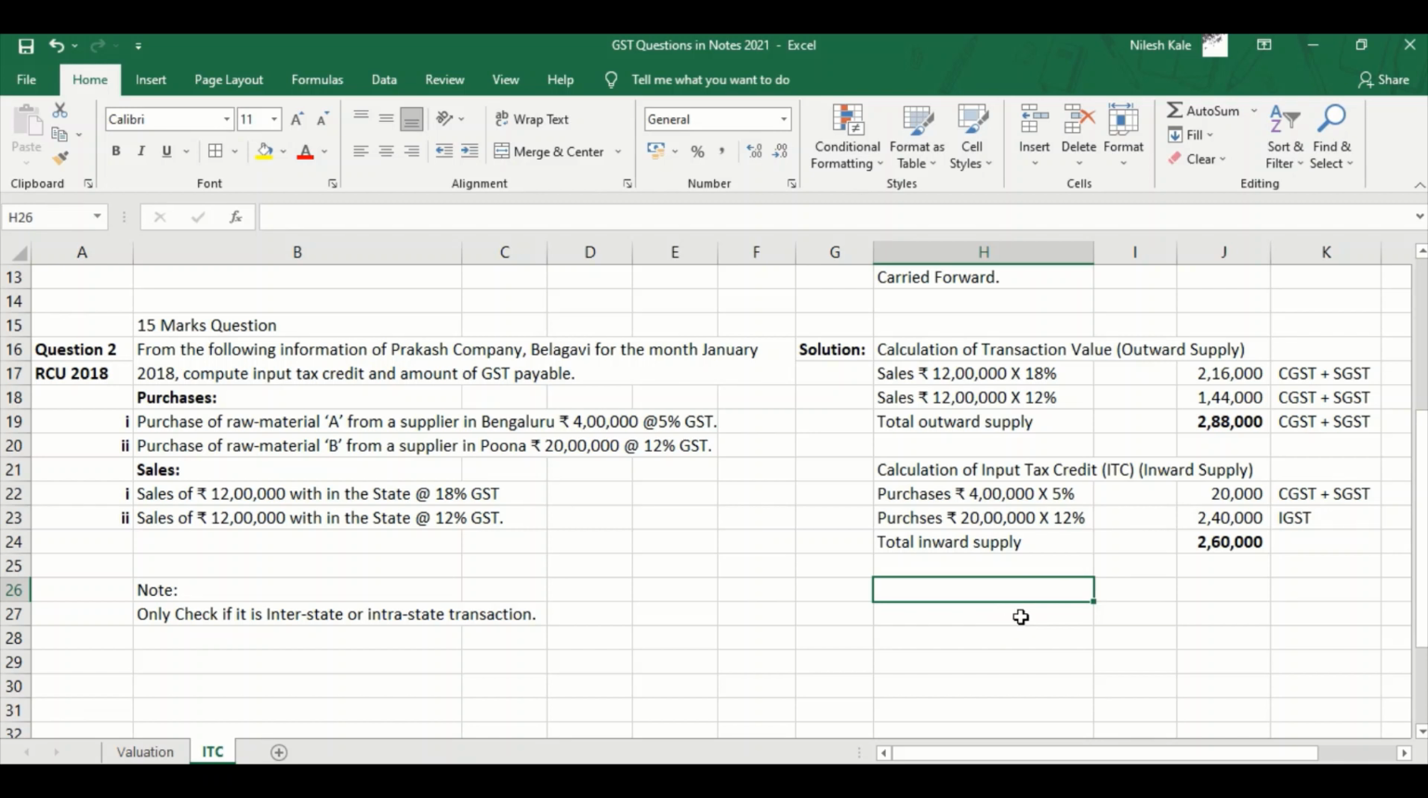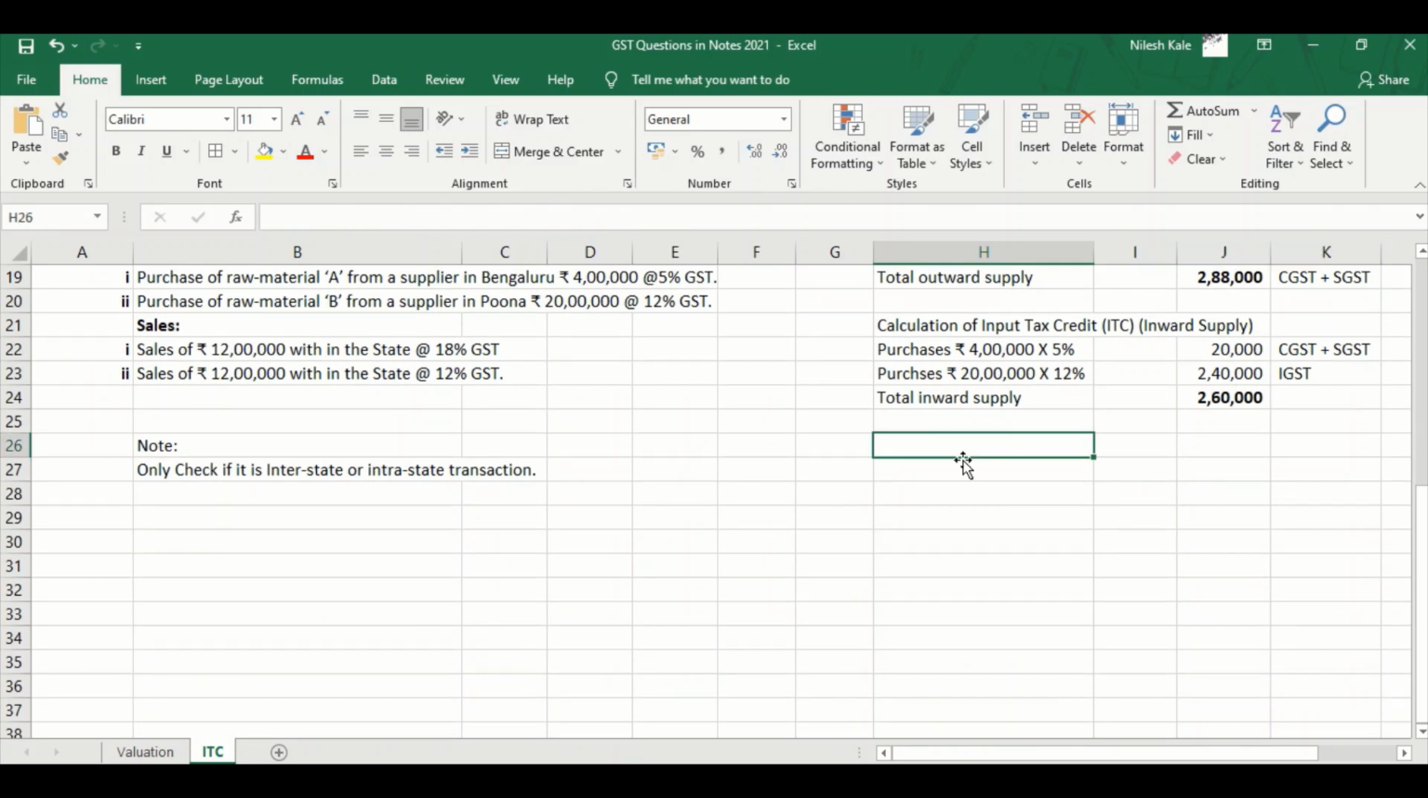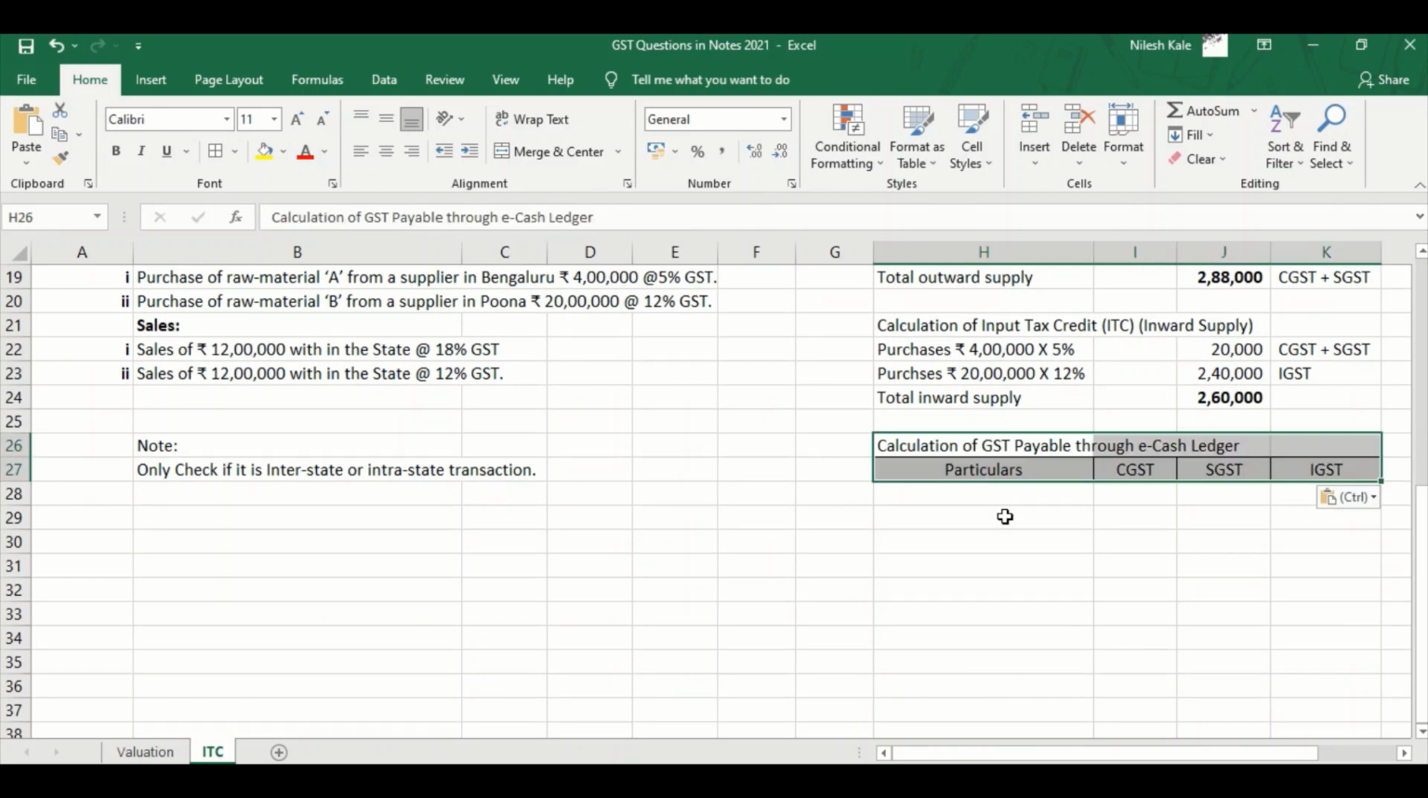And third step is, we have got inward supply, we have got outward supply. Outward minus ITC is equal to total GST payable. Look at this formula. GST payable equals outward tax liability minus input tax liability. This is how we had calculated in the previous question. Let me just copy this format so that I can save some time.